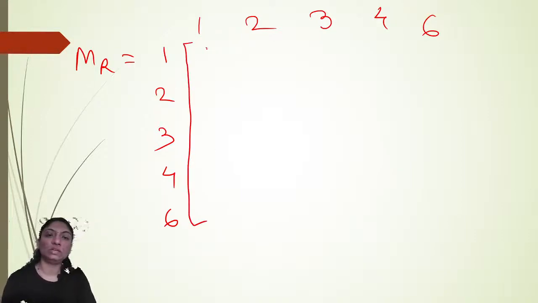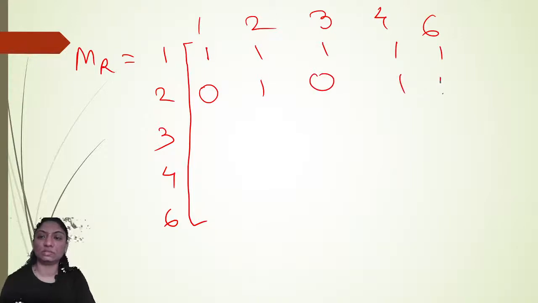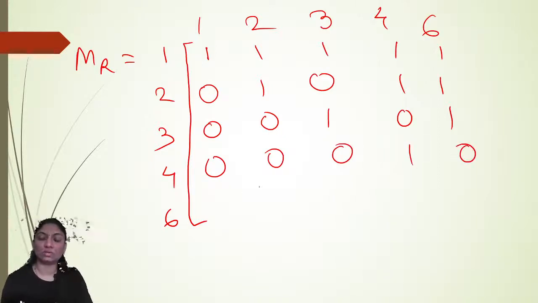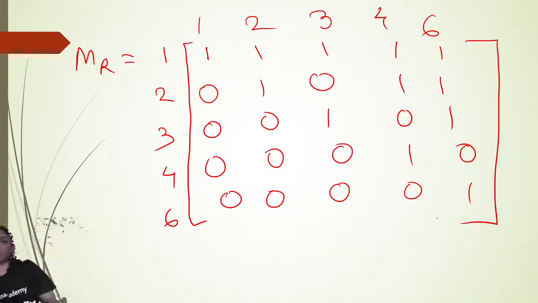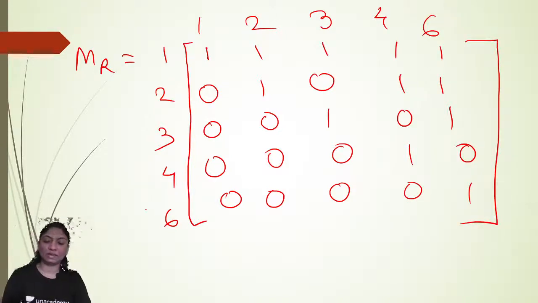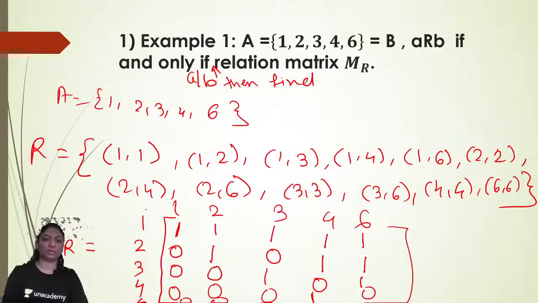Related to 1, 1. There is 1, here is 1, here is 1, here is 1, here is 0, here is 0 1 0 1 0 0 1. It is your matrix representation.